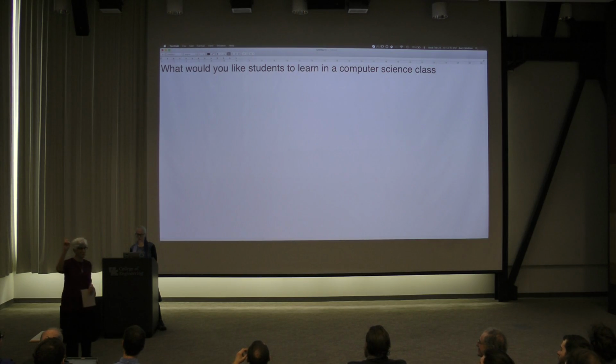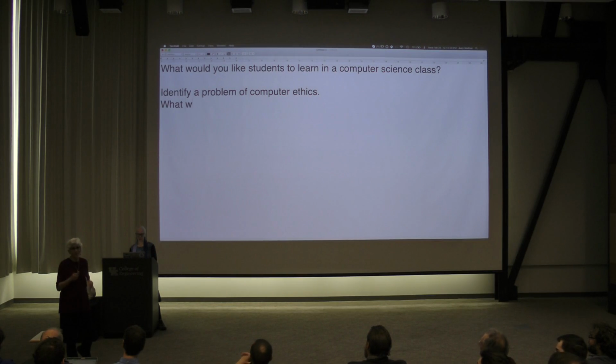So first you're going to identify a problem of computer ethics, and then you're going to think about what you would want students to learn in a CS ethics course in order to be able to think ethically, do ethical reasoning with that problem. That constitutes your list of student learning outcomes.